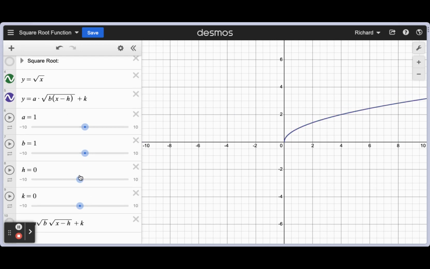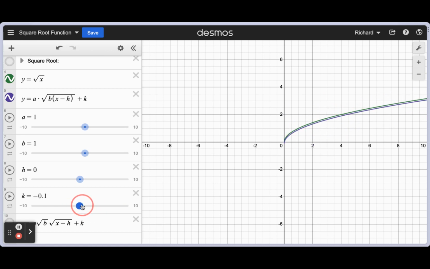H does what you'd think it would do. If H is positive, i.e. it's X minus something, it's going to crawl away to the right. If H is negative, i.e. it's X plus something, it's going to crawl to the left. And if K is positive, up it goes. If K is negative, down it goes.